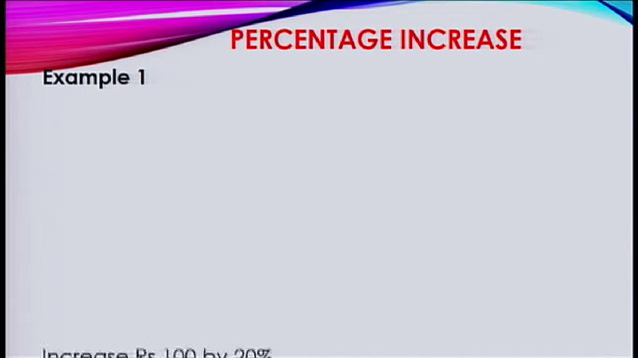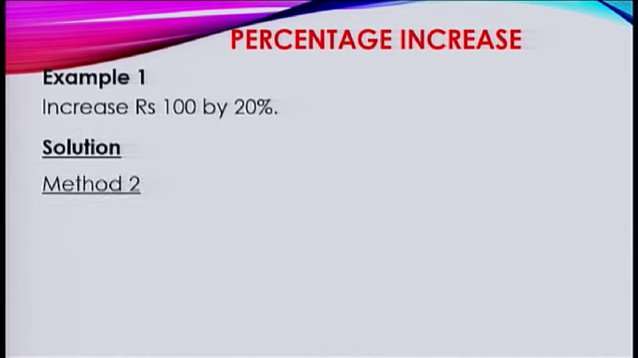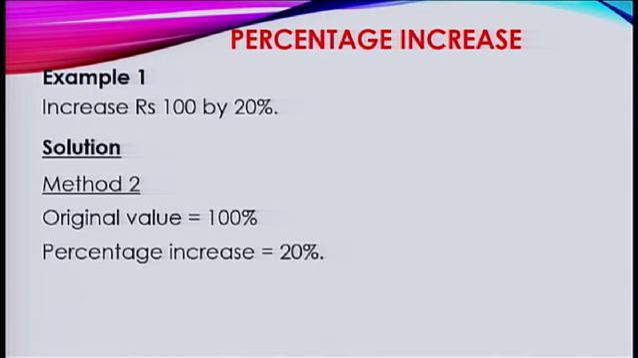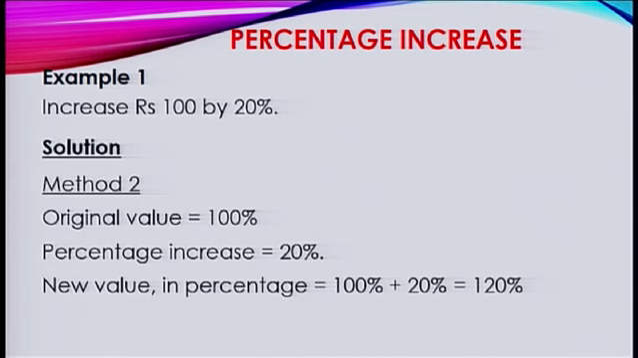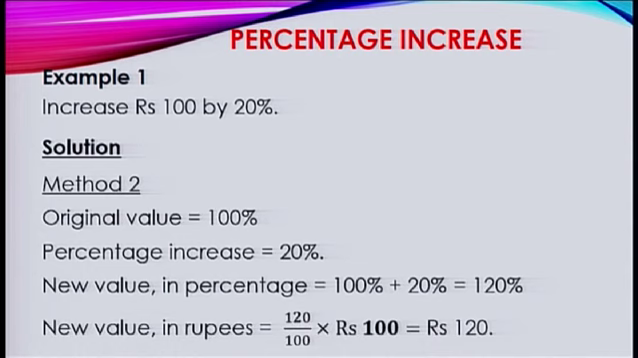Let's see another method. Right, so method 2, what do? Original value, you know that it is 100%. You have an increase of 20%. So to calculate the new value, let's see in percentage first of all. So the new value in percentage will be 100% plus 20%, which is 120%. So in rupees, the new value will be 120 over 100 times 100 rupees, which is 120 rupees.